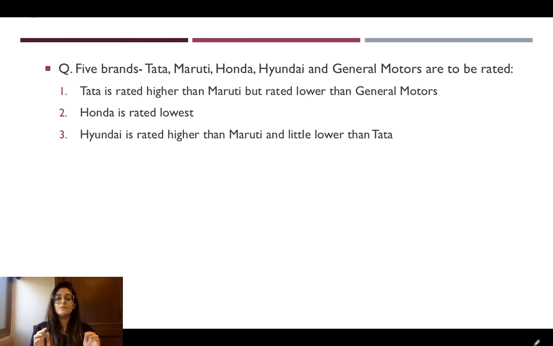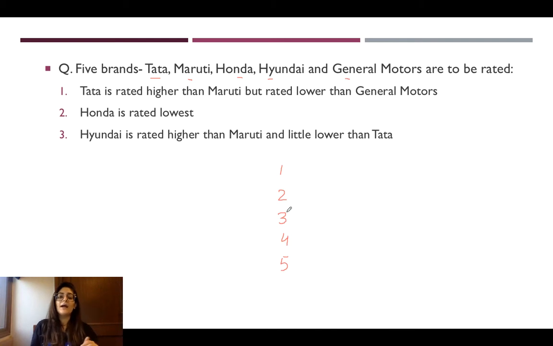The question says that 5 brands, Tata, Maruti, Honda, Hyundai and General Motors, are to be rated. And there are certain points that are given for helping them rate. Now, the first point is that Tata is rated higher than Maruti but rated lower than General Motors. Honda is rated the lowest. Hyundai is rated higher than Maruti and little lower than Tata. So let's start this. Now I can see that there are 1, 2, 3, 4 and 5. So let me put these positions 1, 2, 3, 4 and 5.